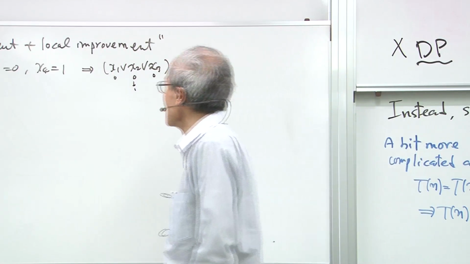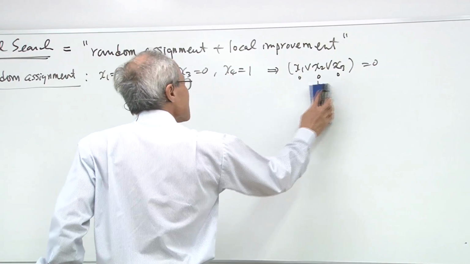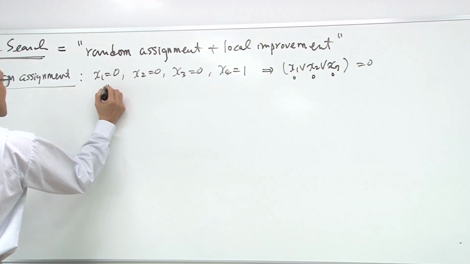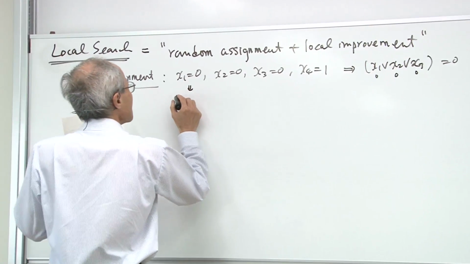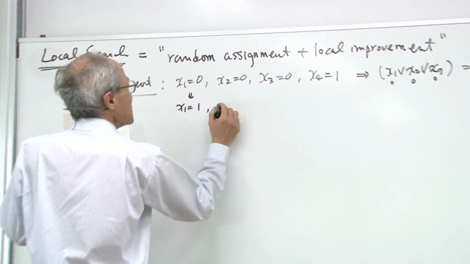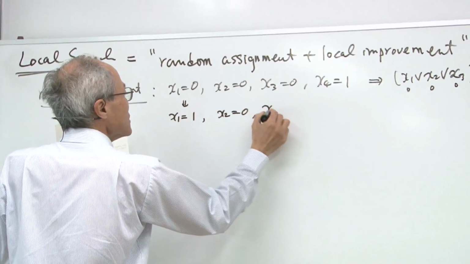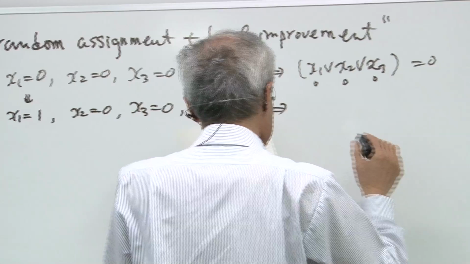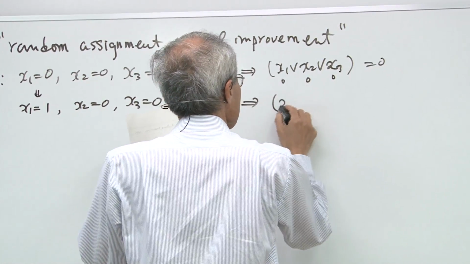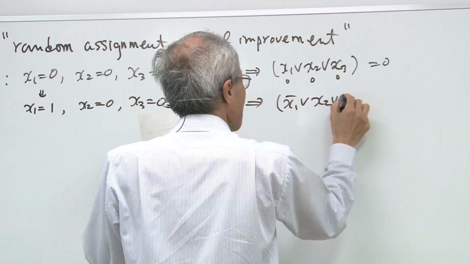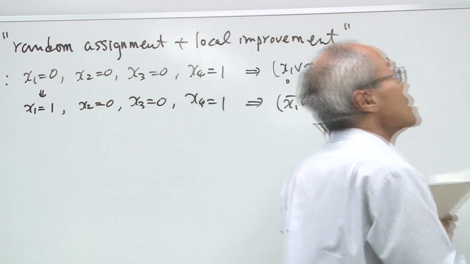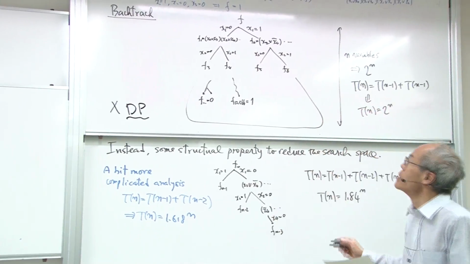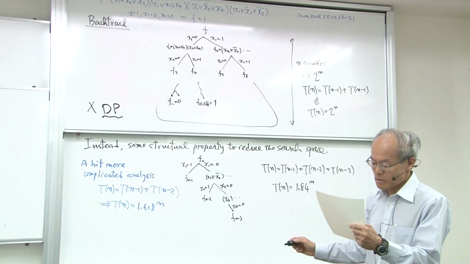Okay? So we change, for example, this value to 1. Then, unfortunately, the other guy becomes false.